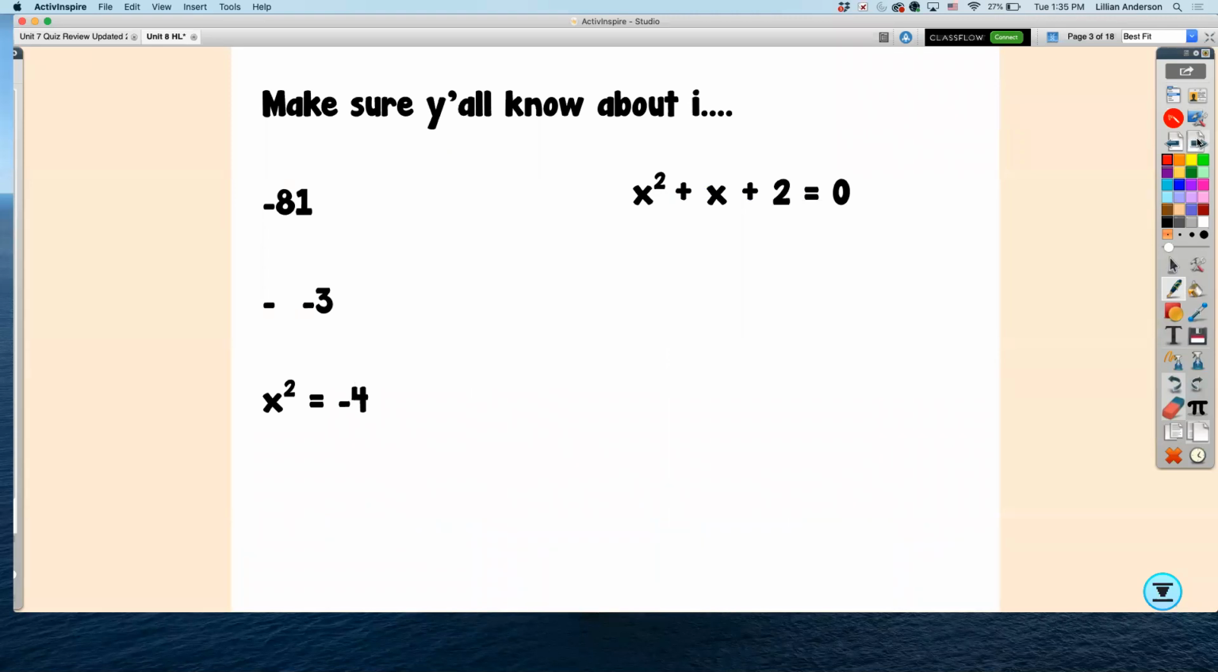All right, so I need to make sure y'all know about i, okay? This is where, like I said, I'm under the impression that y'all would have done imaginary numbers back in algebra 2, because back when I taught algebra 2, that's when you guys learned it. It's been a while, but that was when it should have been. So right now these just look like regular things, but let me add some symbols, okay?